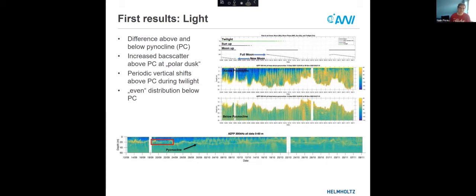And there also seems to be a little bit of a periodic vertical shift in the few days that we call the twilight period, where there's actually a day-night rhythm in the high Arctic. Below, you see the whole data set from September through November again. And you can see also here that a couple of days after the sun has set, we see an increase of backscatter above the pycnocline.